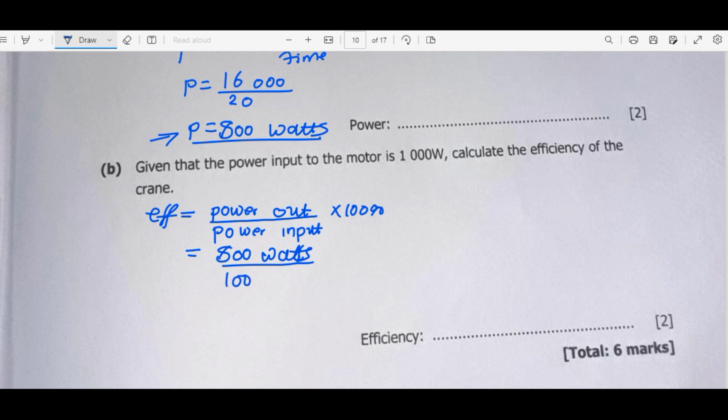1000 is greater than 800. So if we do the mathematics here, we'll be able to get an efficiency less than 100. If we say 800 divided by 1000, I'm getting 0.8. Then 0.8 multiplied by 100 will give us 80% as our efficiency. So this is how we can answer this question.